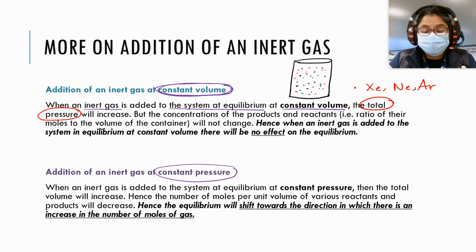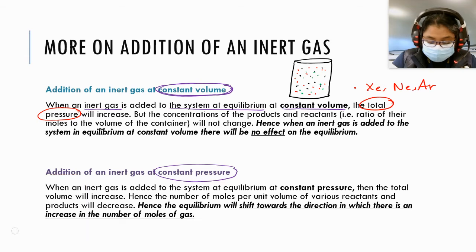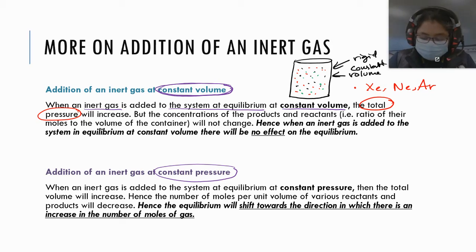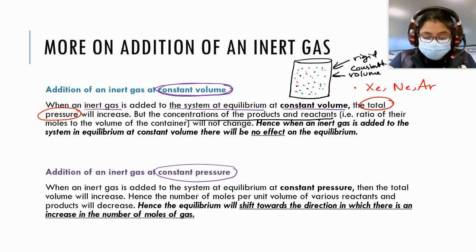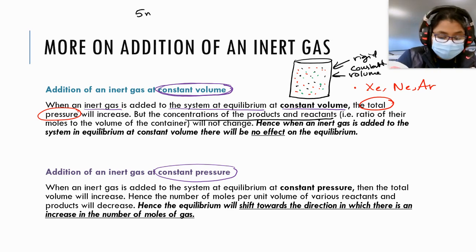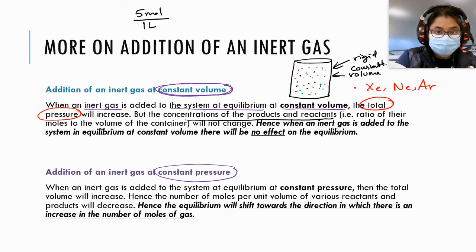But the container cannot respond. It's not a balloon, right? It's a rigid container, so it can't respond to that increase in pressure. So the volume is constant. This is rigid and the volume is constant. So think about the concentration of the gases inside there. The total pressure increases, but the concentrations of the products and reactants, or the ratio of moles to volume, do not increase. Let's say I had 5 moles of the gas inside 1 liter.